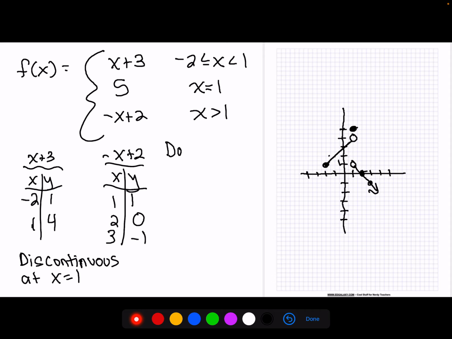Then domain. Well, this graph has a solid dot at x equals -2, so the domain actually starts at -2. But then as you trace to the right, at x equals 1, it has a y value. It's defined there. And then you can keep tracing to the right forever and ever. So the domain goes from -2 to infinity.